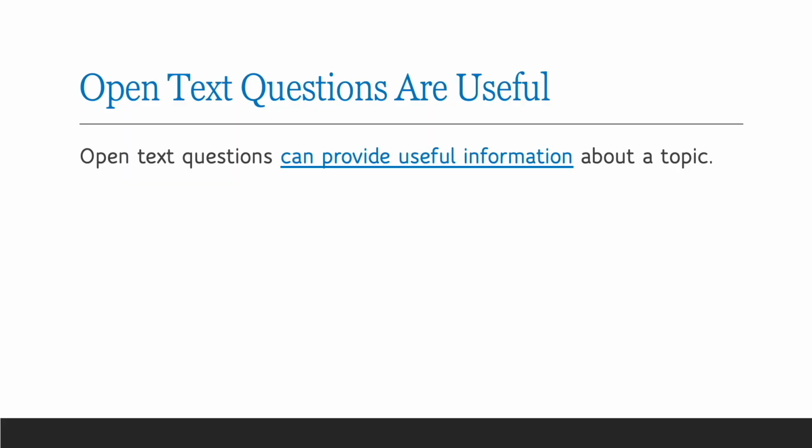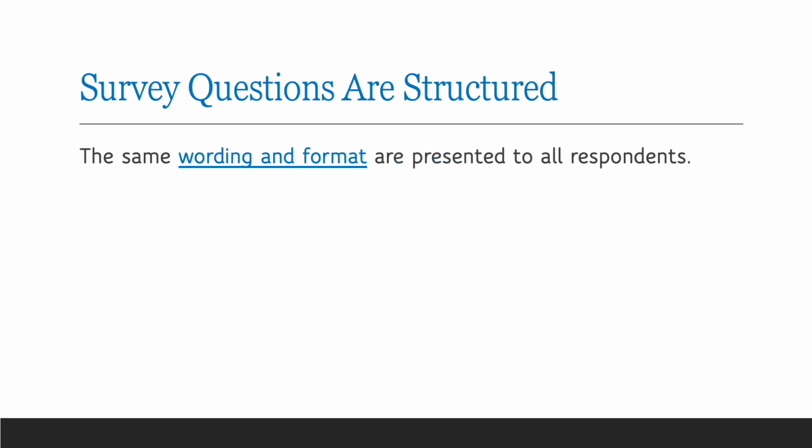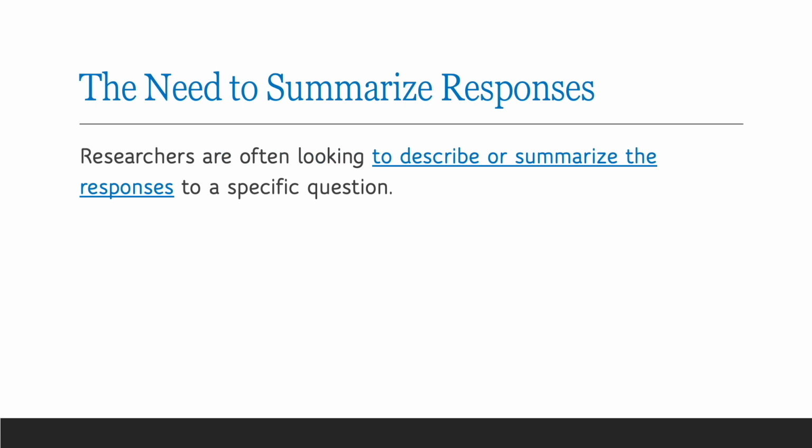Open text survey questions can provide useful information about a topic. They may even be obvious questions to ask participants. These questions are structured in the sense that the questions are determined in advance with the same wording and format presented to all respondents. In analyzing open text questions, researchers are often looking for ways to describe, summarize, or condense the qualitative responses they have in relation to a specific question.